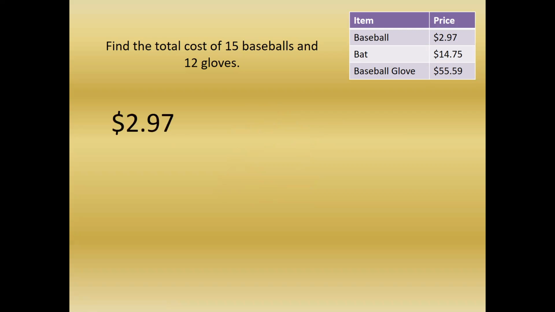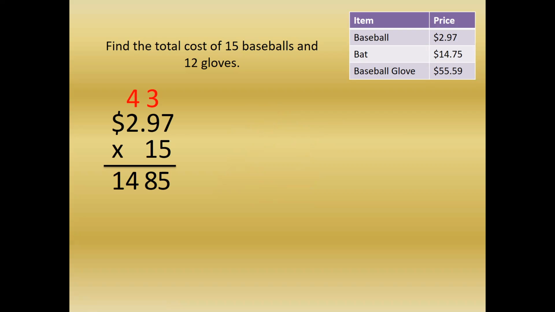A baseball is $2.97, and we want 15 of them, so we're going to multiply by 15. 5 times 7 is 35, 5 below, 3 on top. 9 times 5 is 45, plus 3 is 48. 8 goes at the bottom, 4 goes on top. 5 times 2 is 10, plus 4 is 14.